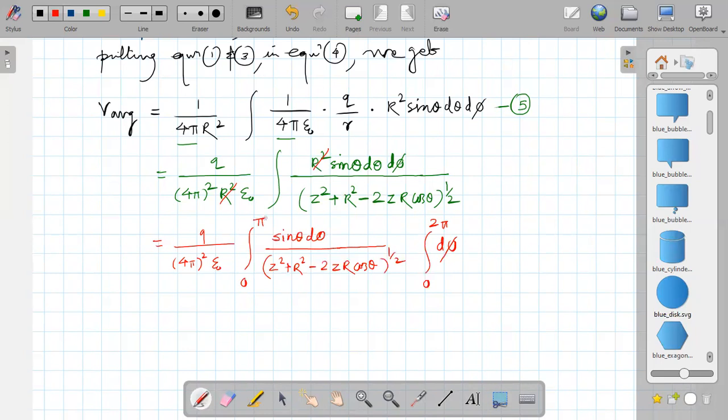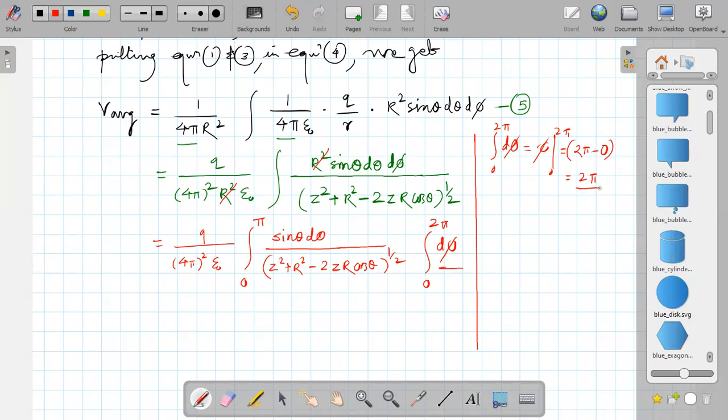Okay, and therefore here I will make two parts. Integration of d phi from 0 to 2 pi can be written as phi from 0 to 2 pi, that is equal to 2 pi minus 0, that is equal to 2 pi. Means for this case we can write only 2 pi.